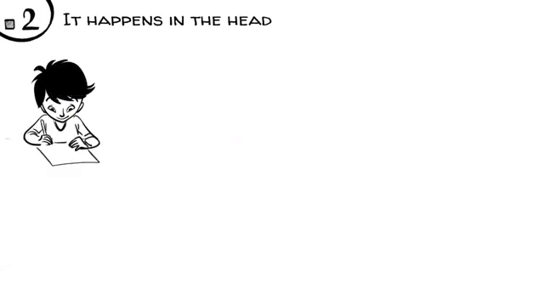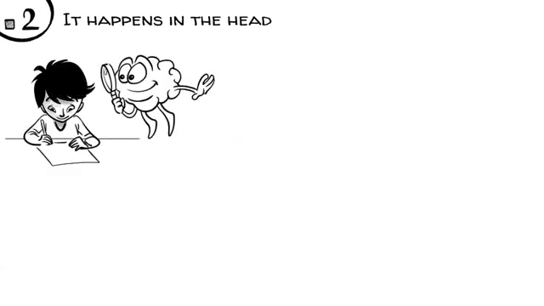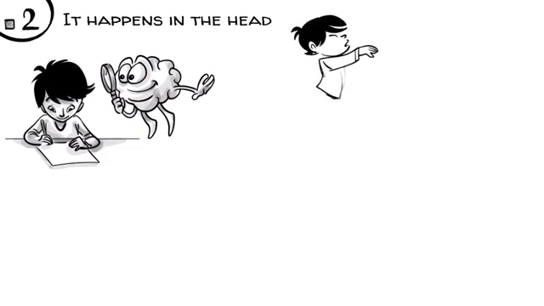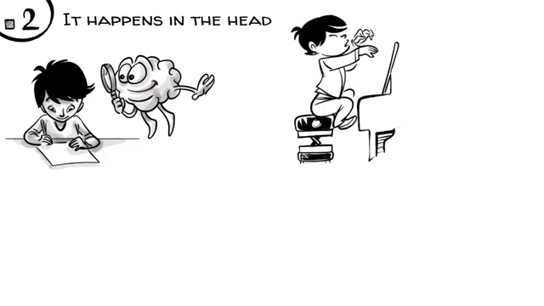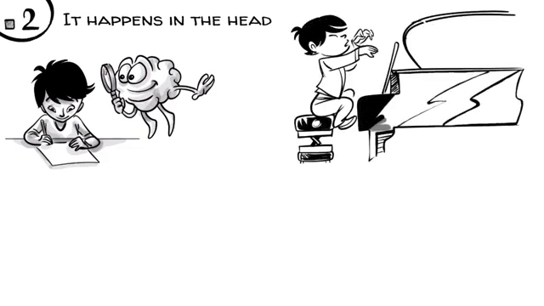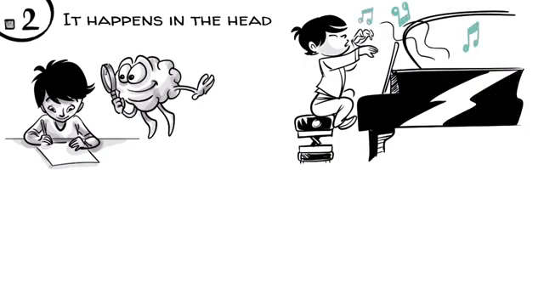It happens in the head. Whatever is on paper is merely a representation of mathematical thinking that happens in the brain, just like musical notes. What is on paper is just a representation of music that actually happens when someone plays the piano.